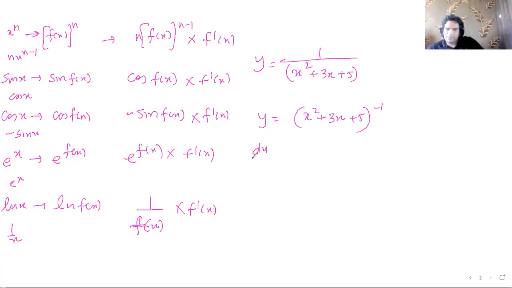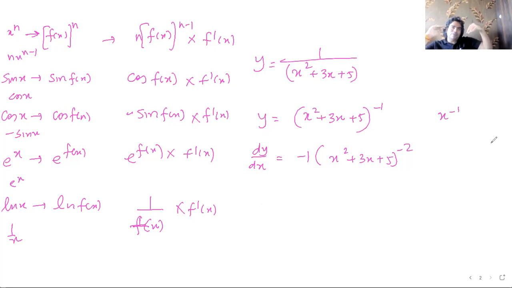So when I look at dy by dx, it is going to be negative 1 times x squared plus 3x plus 5. My step number 1, you can see, is differentiating while ignoring the fact that x squared plus 3x plus 5 is also existing. I'm differentiating as if I'm differentiating the x to the power negative 1 function.